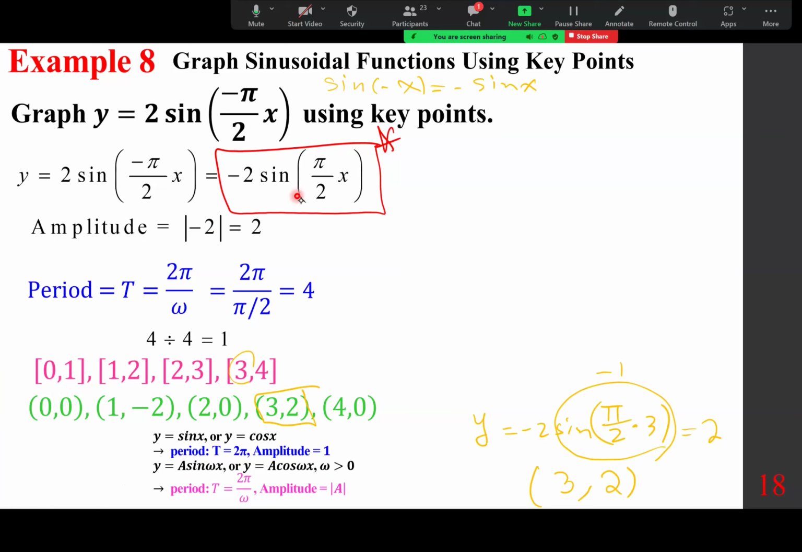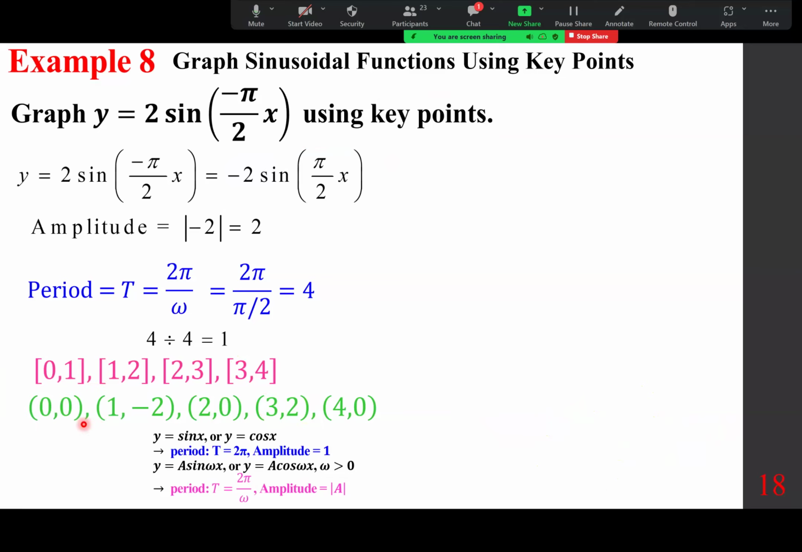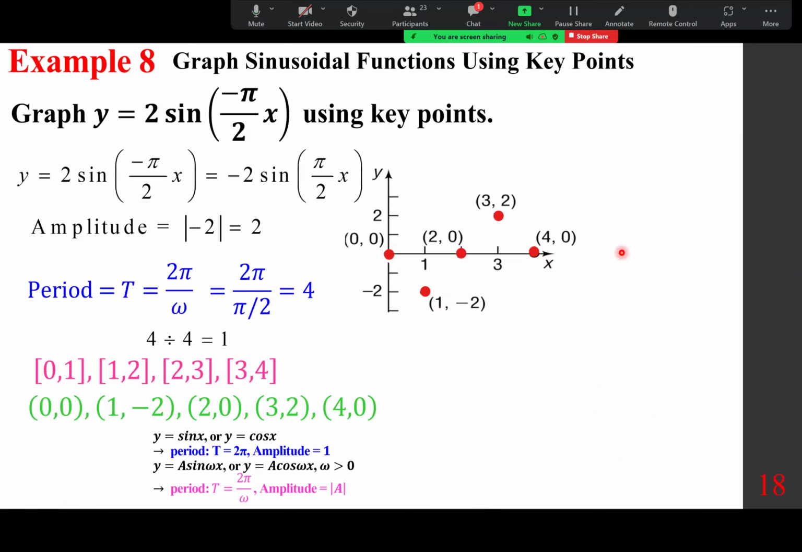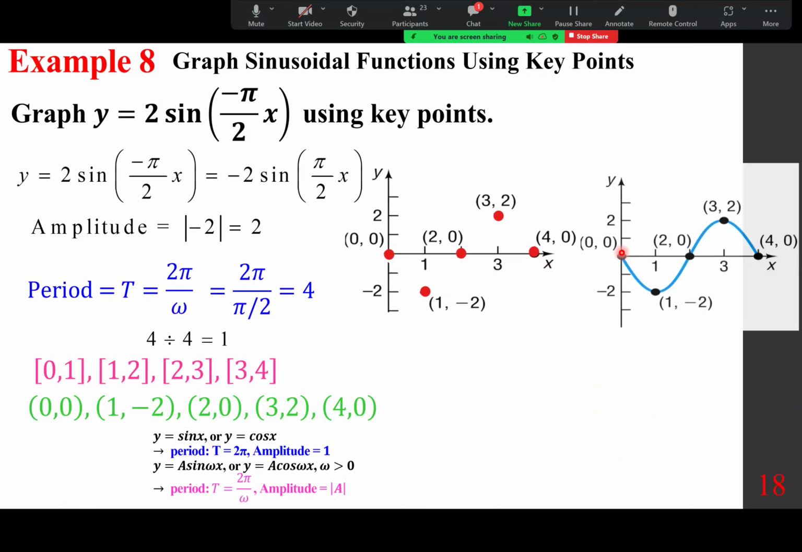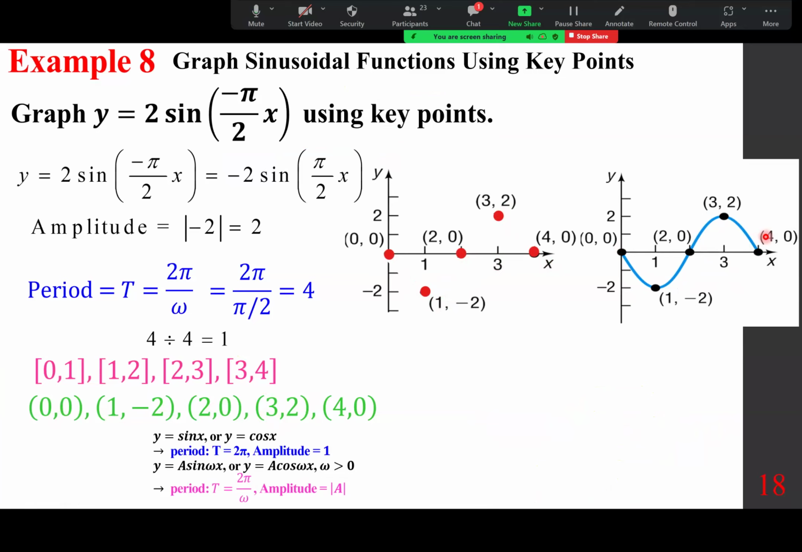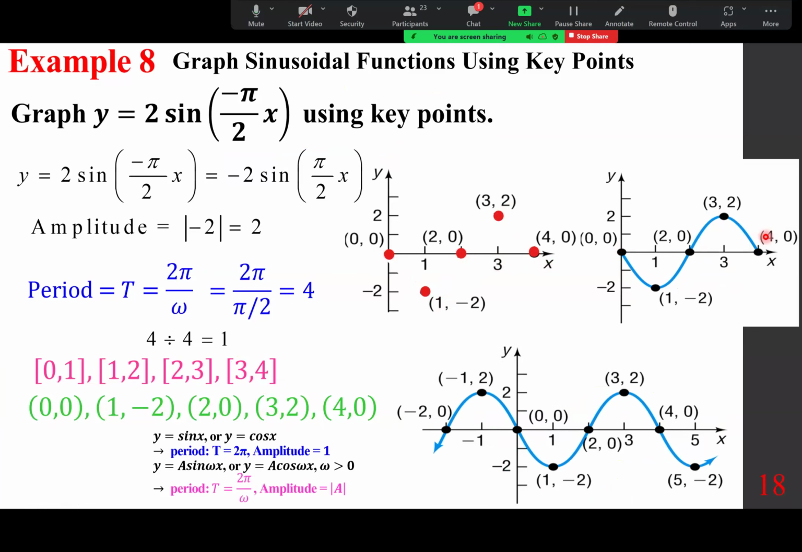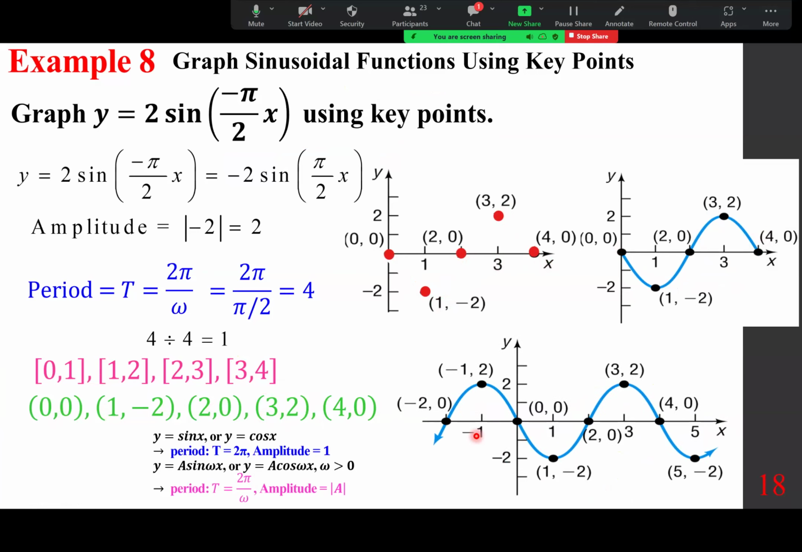So we have those, and let me erase my work again. Plot 0, 0, 1, -2, 2, 0, 3, 2, 4, 0, and put them together. Smooth curve. Continue indefinitely on both sides, and you're done.